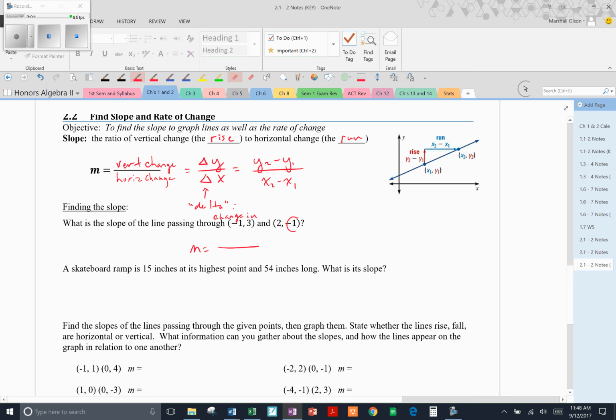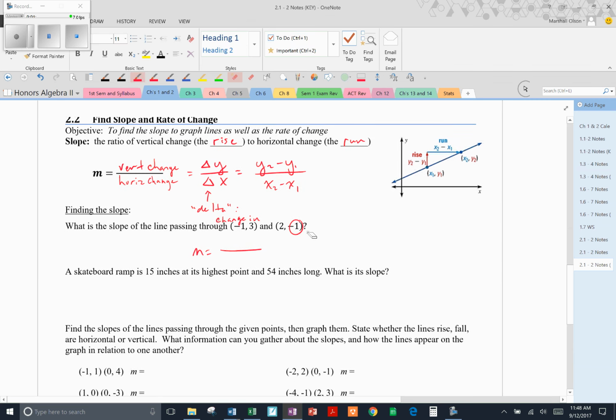Doesn't matter if you're going to start with the -1 or with the 3 that's in the first point. You just have to start with the same x value then in the denominator. So I've got -1 minus 3, and then down below 2 minus -1 or 2 plus 1, which is -4 over 3. So that's our slope, -4/3.